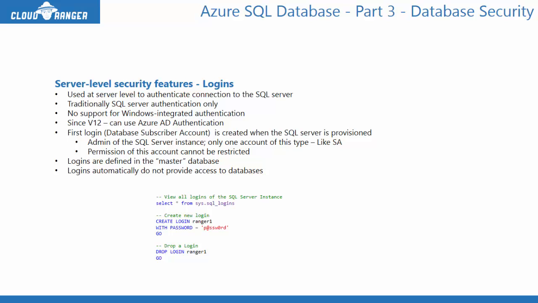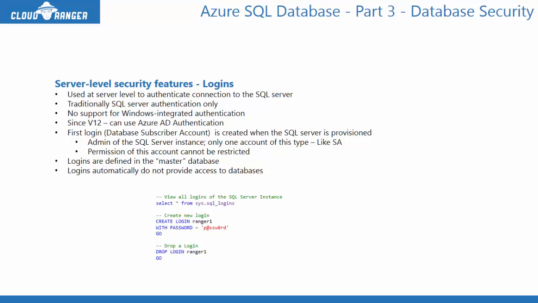Okay. Since version 12, by the way, V12 is actually like SQL Server 2016. So if we say on-premise server 2016, that's what V12 means on Azure. Okay. You can actually use Azure AD authentication as well. No integrated Windows authentication, but you can use SQL and Azure AD authentication.